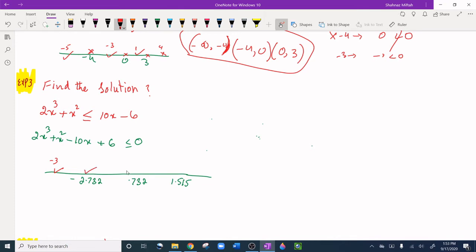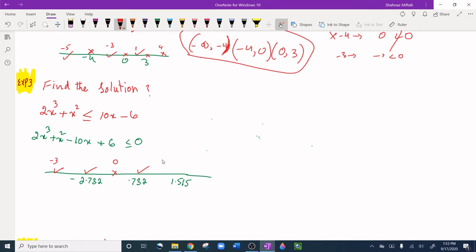Then plug in anything between here, for example 0. If I plug in 0 here, I get 6. Is 6 less or equal 0? No, 6 is not less or equal 0, so this doesn't work. Plug in 0.732, it works. I am getting something less than 0, like a negative number.